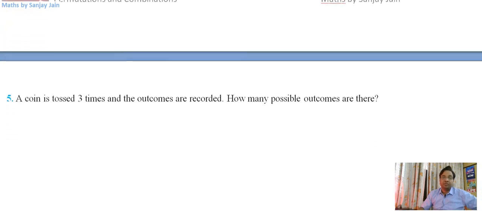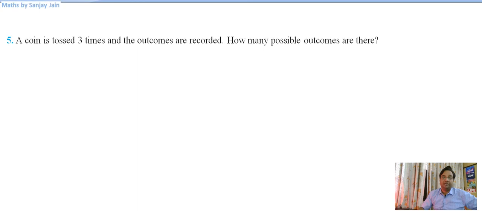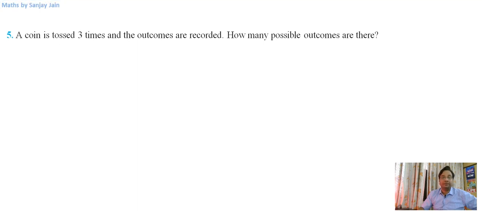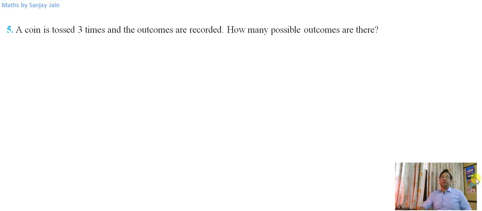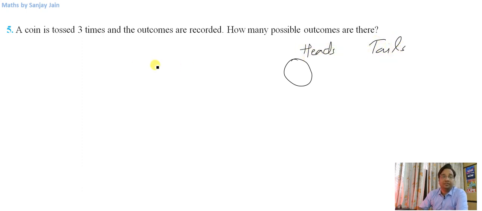A coin is tossed 3 times and the outcomes are recorded. How many possible outcomes are there? See, there is a coin. On one side of the coin I'll have heads, and on the other side I'll have tails, and it is tossed 3 times, and outcomes are recorded. How many possible outcomes are there?